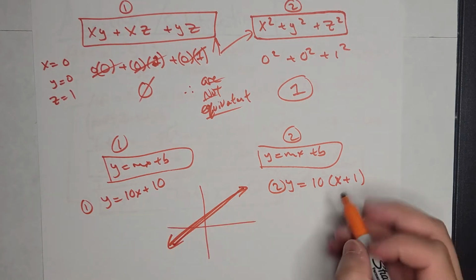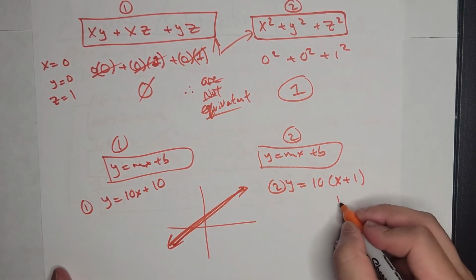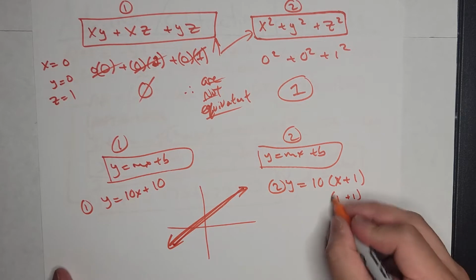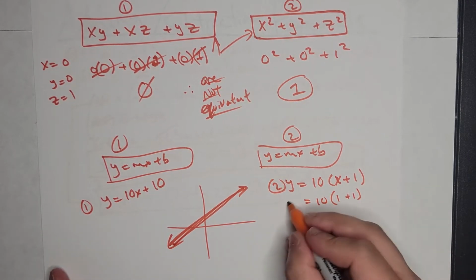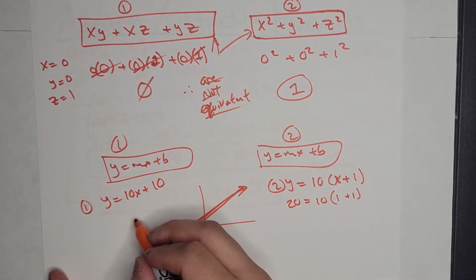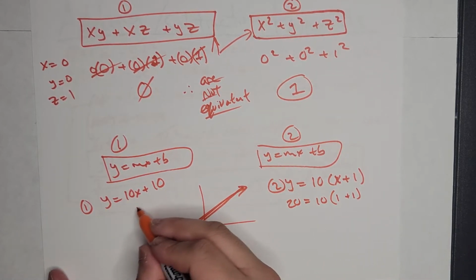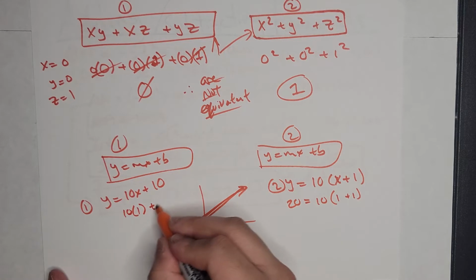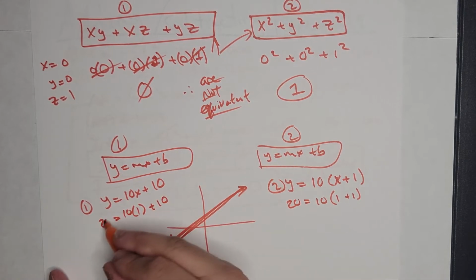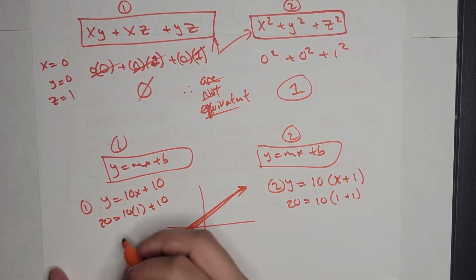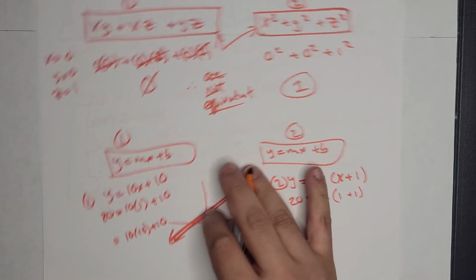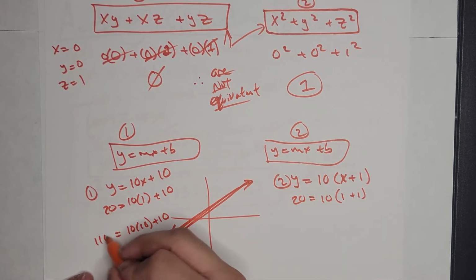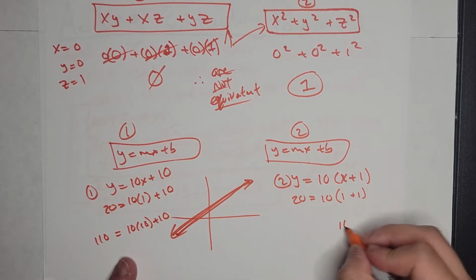And also, if I was to plug in like 1 into this, I get 1 plus 1 is 2, this is 20. If I put in 1 here, I get 1 times 10 plus 10, which is 20. But if I was to plug in like 10 times 10 is 100, plus 10 is 110. Let's do 10 here.